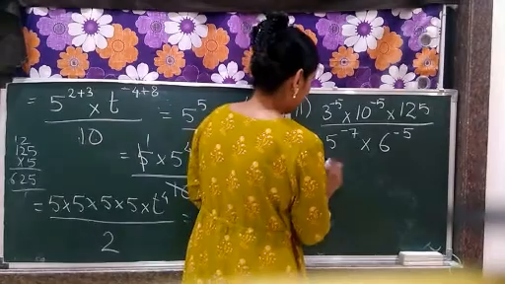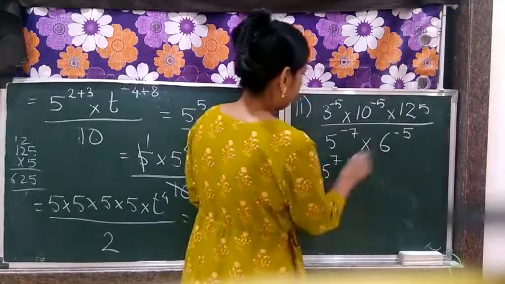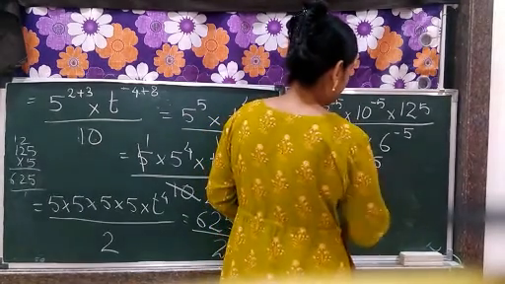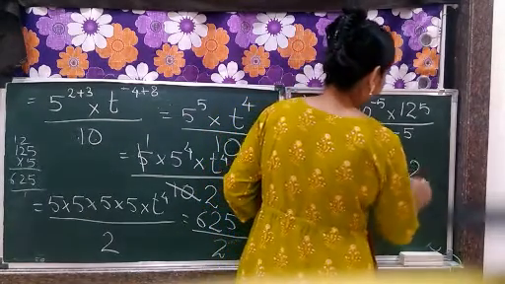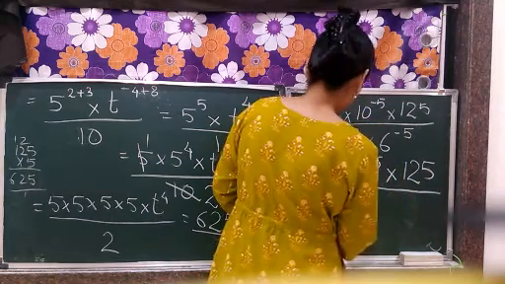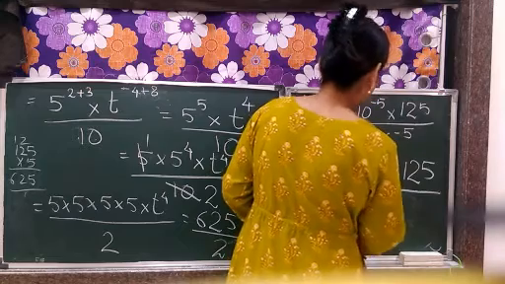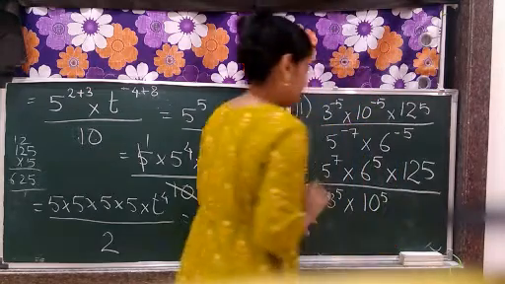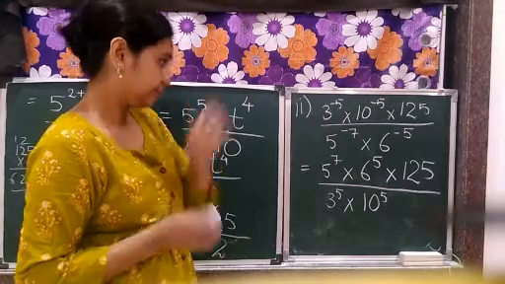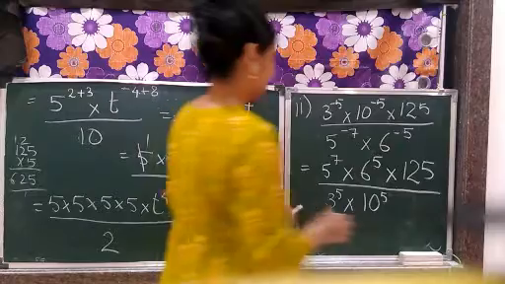So let's start. So removing the negative sign, this becomes 5 raised to 7 and this becomes 6 raised to 5 and 125, 3 raised to 5, 10 raised to 5. That's it. Correct? We have removed the negative signs.